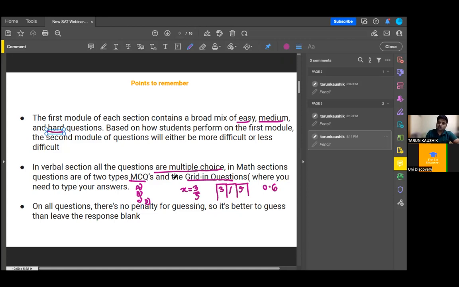Now, as we know that there is no negative marking in the test, irrespective of whether you know the answer to the question or not, I would always suggest that you mark an answer for each and every question. Do not leave any question unanswered or blank. I hope this structure and the question type is clear to everyone.